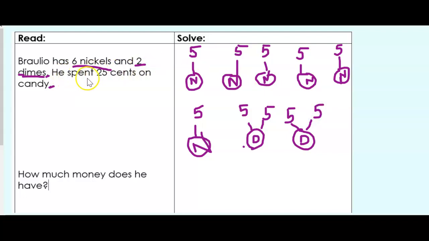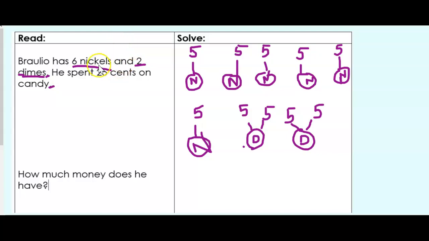Now, let's read our next sentence. It says, he spent 25 cents on candy. Let's act this out, boys and girls. Remember how we hold up our hands in front of us and make a bowl or a circle with our arms? If we have 6 nickels and 2 dimes inside of our bowl, but we spend 25 cents, are we putting money into the bowl or taking money out of the bowl?